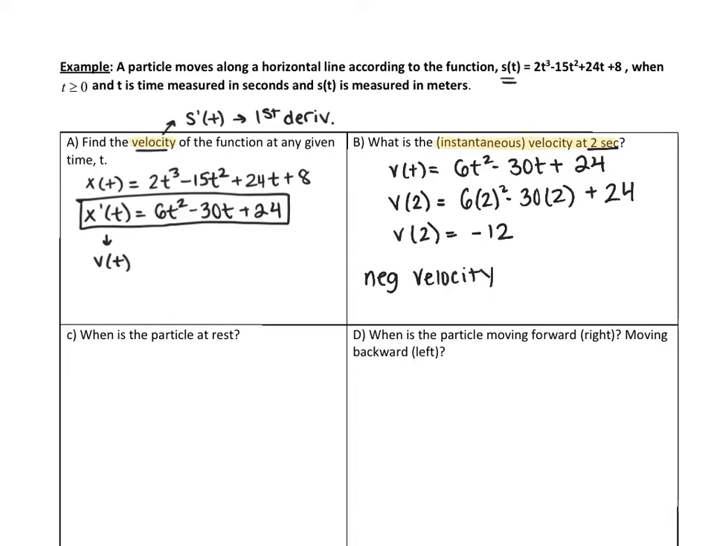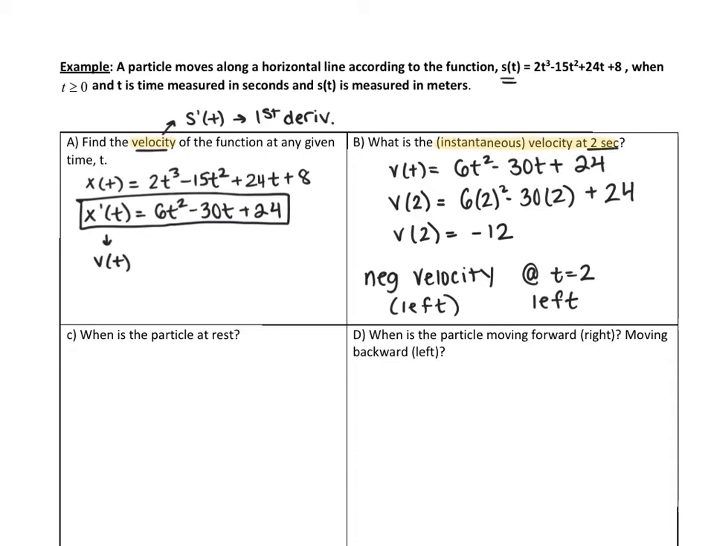So what that means is that at time equals 2, you are going to move to the left, right? Because negative velocity means we are moving left. So a velocity of 12, but moving left. That's what that means, at time equals 2. And I'll show you in a picture how that makes sense in a little bit.